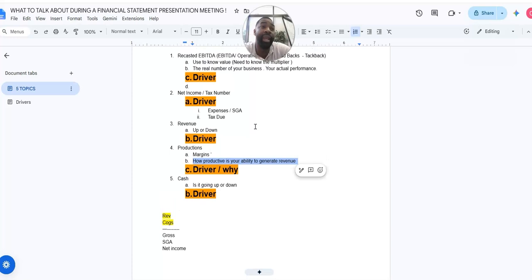After that, I'm looking at net income, or what you can call the tax number. This is the number that's going on your tax form. So I want to know where we're at with that, through the net income, or tax number, as I like to call it.